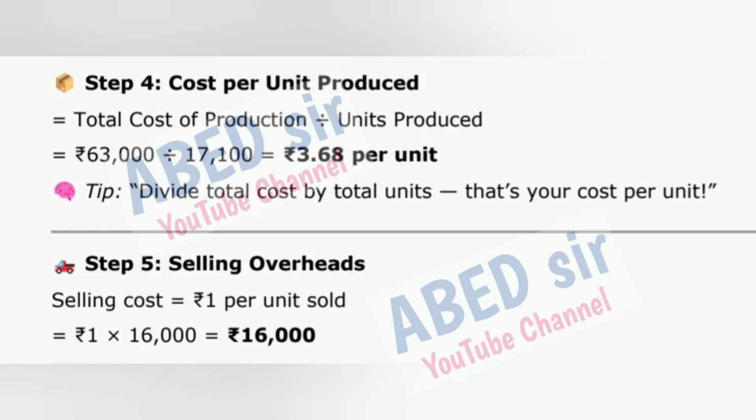Step 5. Selling overheads. Selling cost equals 1 rupee per unit sold, equals 1 rupee times 16,000, equals 16,000 rupees.